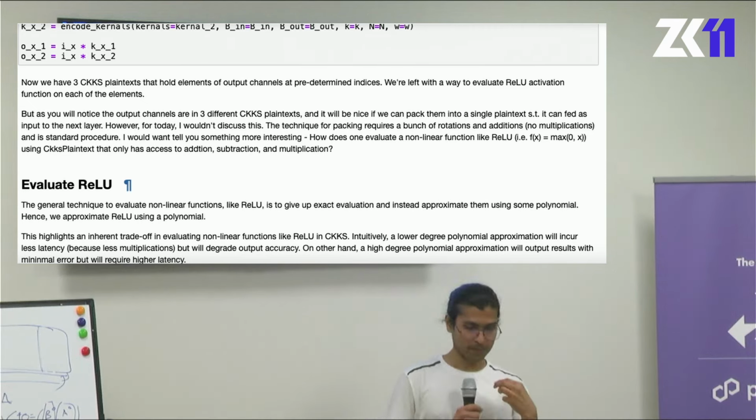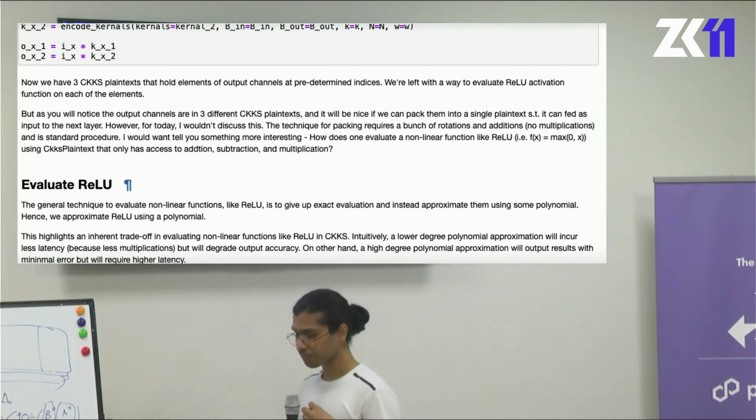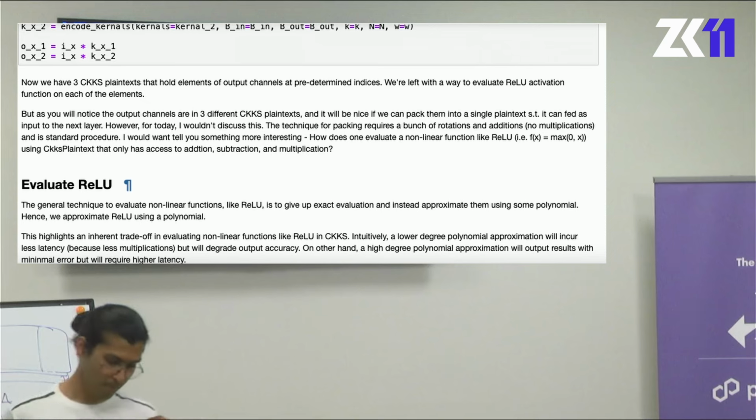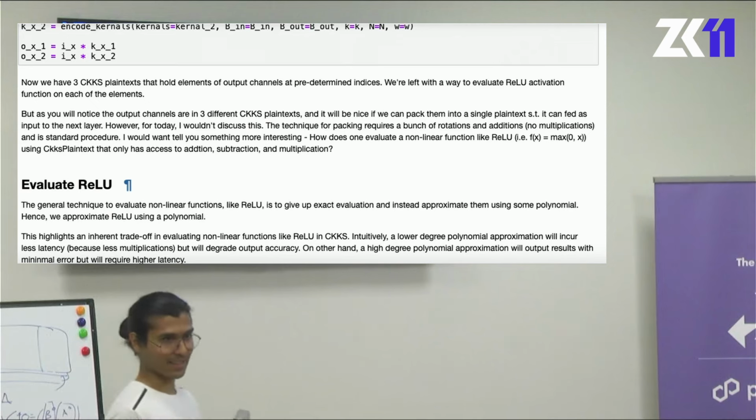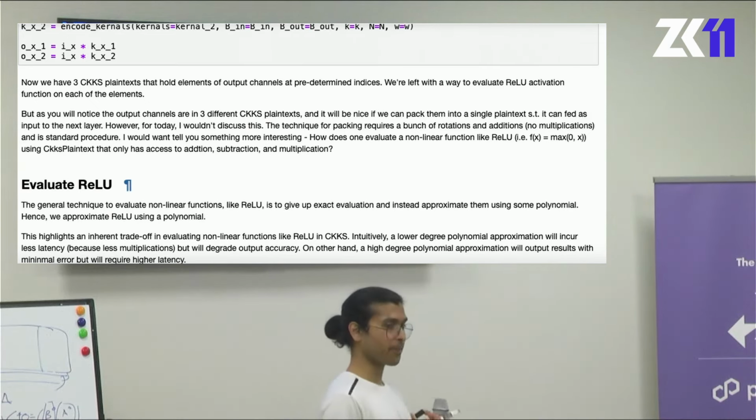And the caveat in this case is that ReLU is a non-linear function. What is ReLU? ReLU is the maximum of 0 and x. This is the ReLU function, and it is a non-linear function. How do you evaluate a non-linear function when you only have access to multiplication, addition and subtraction? Well, you just give up on evaluating that particular function accurately. The way you do that is you use something called polynomial approximation.